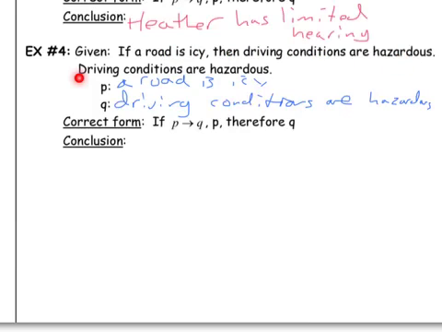Now, what does it tell me? My specific statement is that driving conditions are hazardous. Remember, the normal form gives me a general if-then statement, if P then Q, a specific example of P, and therefore I can conclude Q. Do they give me a specific example of my P statement? Driving conditions are hazardous. My P statement is a road is icy. No, that is not a specific example of P. It's a specific example of Q. So can I make a conclusion? No new conclusion can be reached.